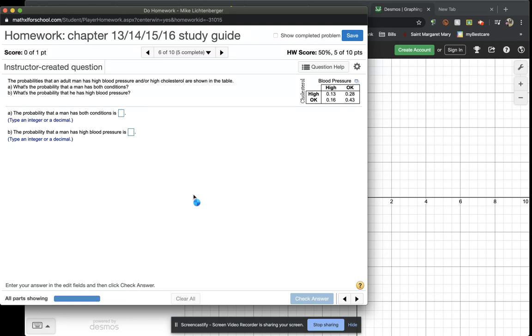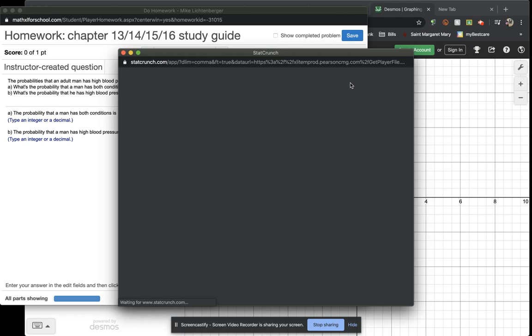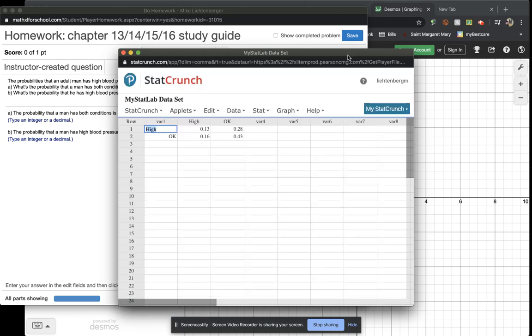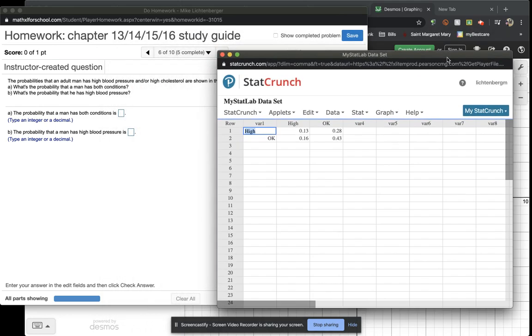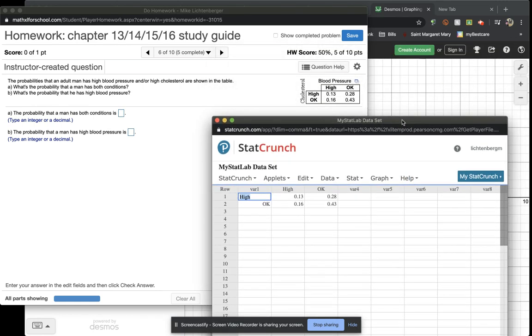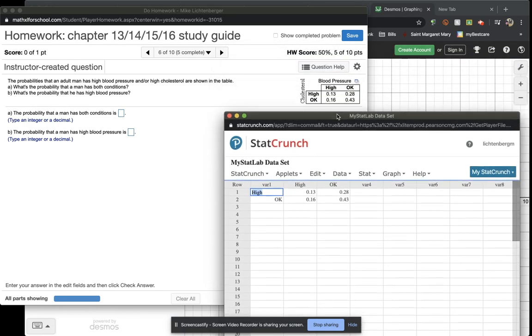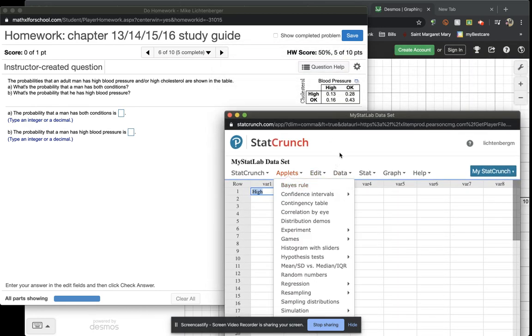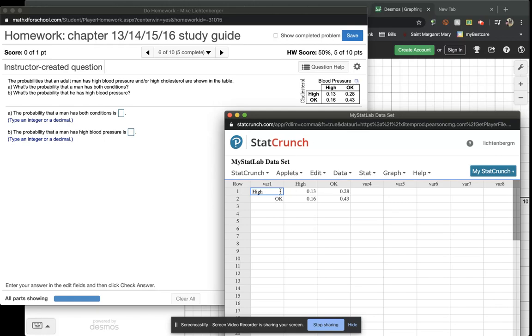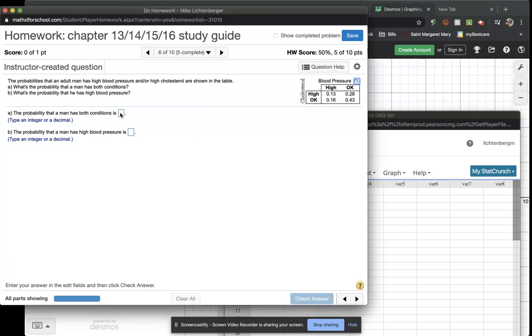Number 6. Okay. The probability that a man has both conditions, so that would be high blood pressure and high cholesterol. High blood pressure is here, and high cholesterol is here. That answer is 0.13.